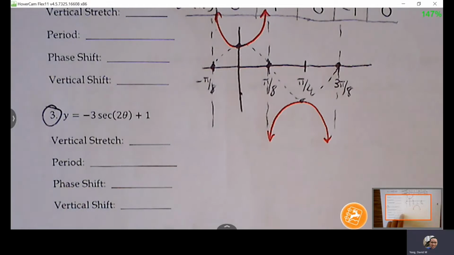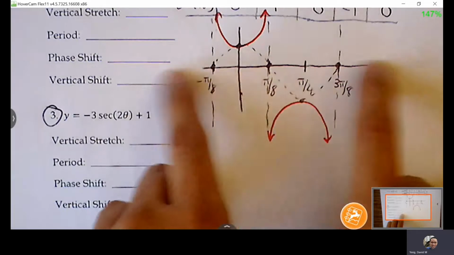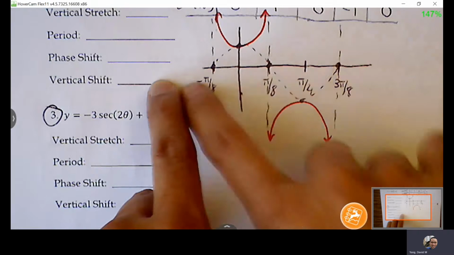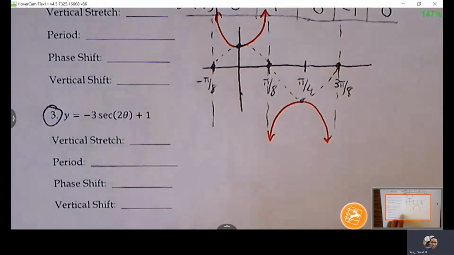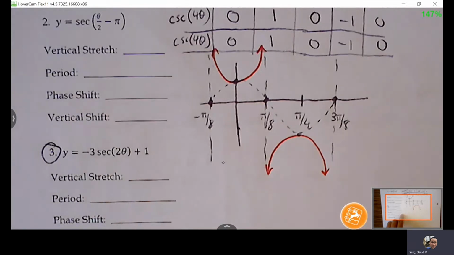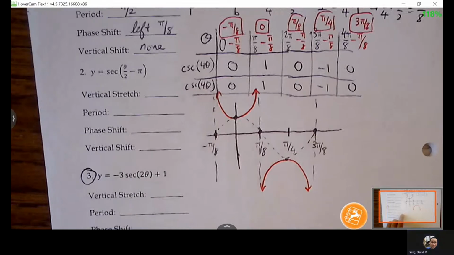But the next problem, you're going to get a d value that's different than the x-axis. So I'm going to have a horizontal dotted line, and where that horizontal dotted line intersects with my sine graph is going to be where my asymptotes will be. Okay, good. Any other questions here with number 1?